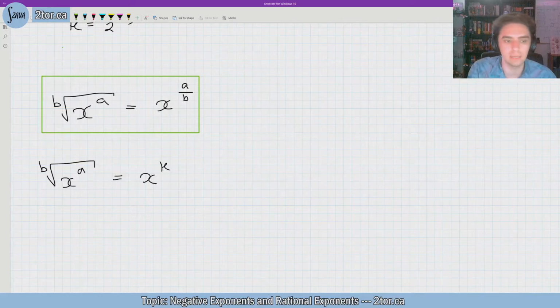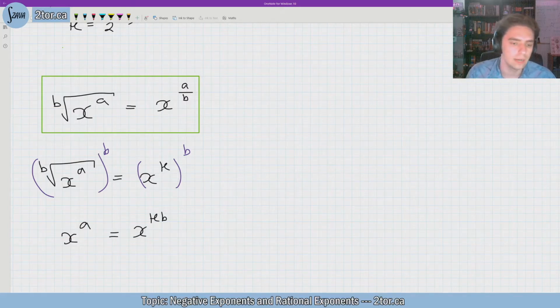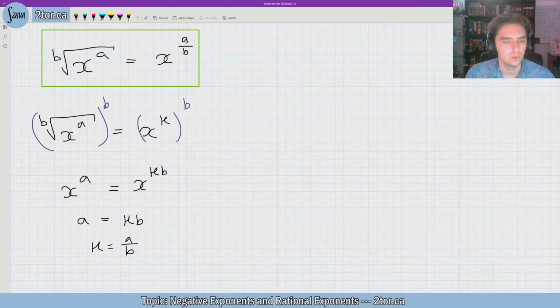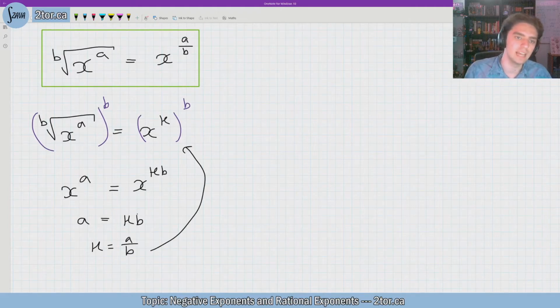Well, again, I'm going to use the same method. I'm going to put both sides to the power of b, right? So I'm actually going to explicitly write that here just to be clear. Put both sides to the power of b. And I would get on the left side x to the a, and on the right side x to the kb. Right? And once again, I have x to some power equals x to some power. Those powers must be the same. a must be equal to kb. In other words, k equals a over b. So the only solution to this equation that makes it true is if k is equal to a over b.